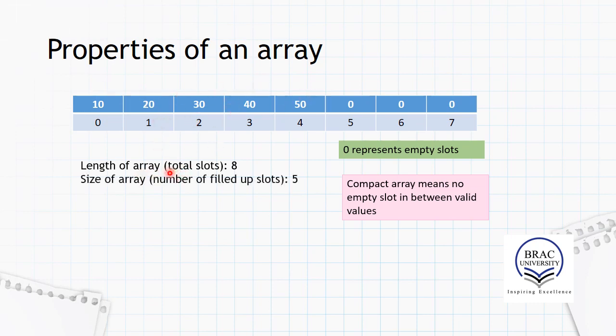So length of the array is 8 and size of the array is 5. So by seeing the length and size, I can say that there are 3 empty slots for me to put some extra values in this array.